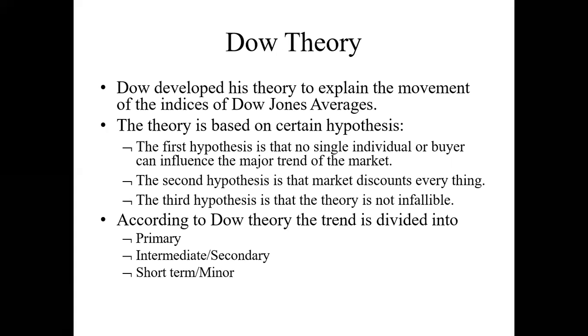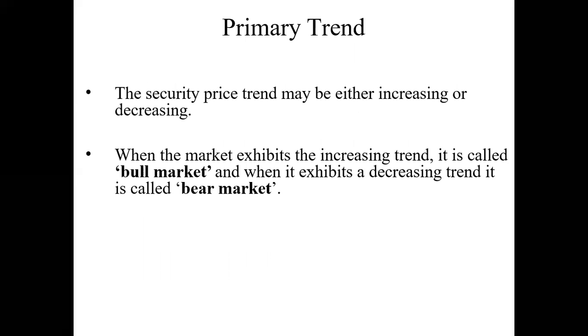In the third hypothesis, he says that the theory is not infallible. So it's not a tool to beat the market, but provides a way to understand it better. That's the third hypothesis. According to Dow theory, the trend is divided into the primary trend, the intermediate or secondary trend, and the short-term or minor trend. Now coming to the primary trend, the security price trend may be either increasing or decreasing. We know there are two famous trends in the market: one is the bullish trend, another is the bearish trend.